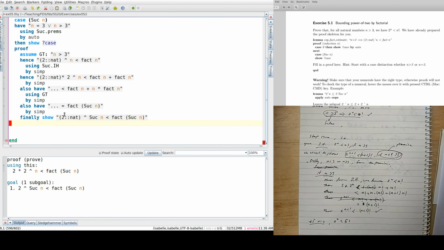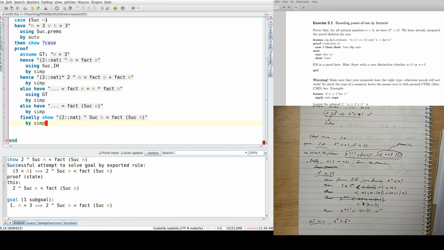So we have here, when we say finally, it basically does the following. It relates the left hand side of the first thing in the chain of equations to the right hand side of the last thing in the chain of equations, and it relates it with this operator here. Okay, so here this is the less than this time, and okay, so now we can just try and do that with sim. Yeah, it did work.